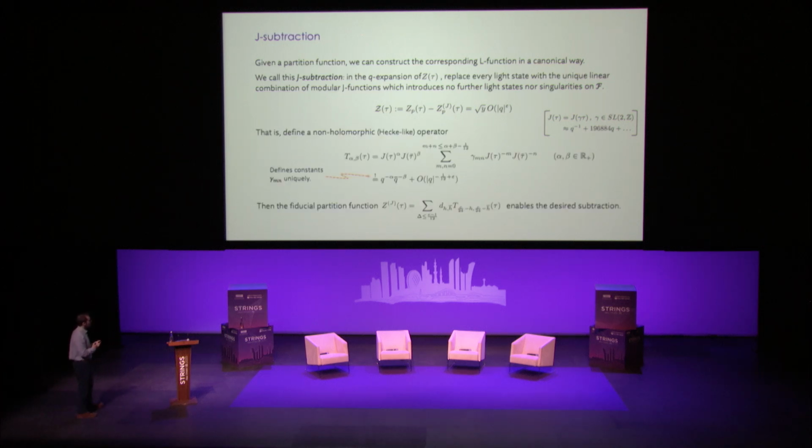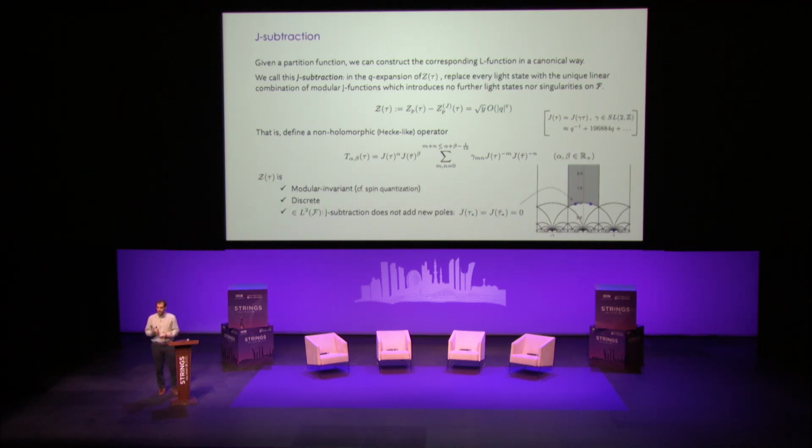That is, we can define a non-holomorphic Hecke-like operator, which basically takes the form of a finite sum of j's and j bars, if you like, bounded above by sort of the dimension of the state that we're starting with, such that we get rid of all the sort of descendant terms in between, and are just left with something which is q to the minus 1/12 plus some positive power. The minus 1/12 is because then we'll take a primary thing, and there we go. So this fiducial partition function, which is the thing I started with, and then I make this replacement, enables us to make the desired subtraction while preserving modular invariance, discreteness, and square integrability.